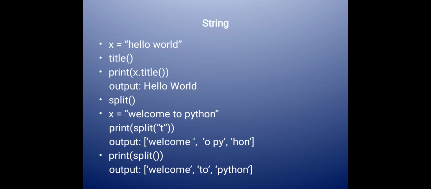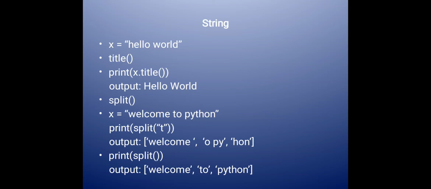Next comes the title function. By using the title function we will get an output in which the first letter of every word is capitalized. So here print x dot title, we will get the output Hello World with only H and W in capital letters and others in lowercase letters. That is the use of the title function.